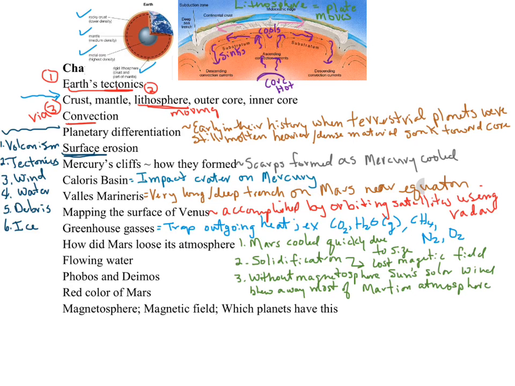Okay. Flowing water. Earth has current water, and Mars has had flowing water in the past. We can tell that by erosion marks on the surface of Mars. Pretty exciting. Phobos and Deimos, I think, is going to be another extra credit point because I'm not sure I emphasized it written-wise anyway in my lecture notes.